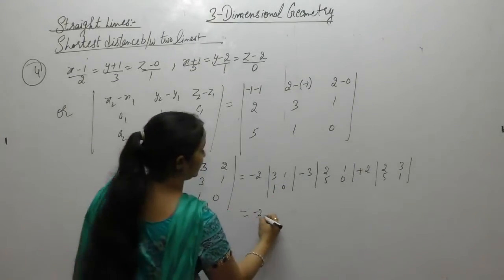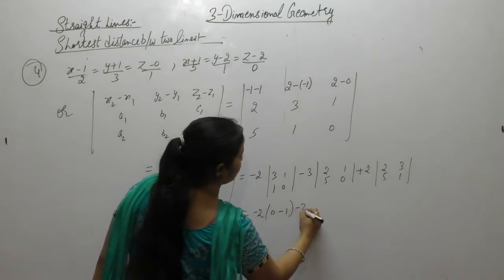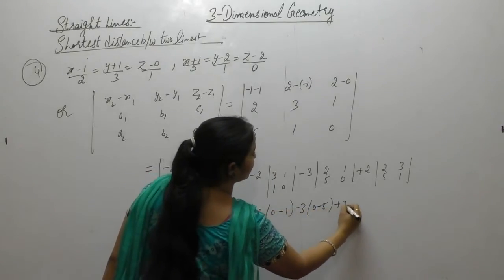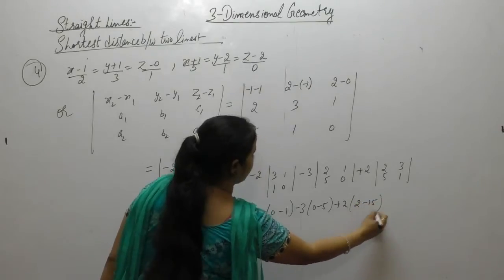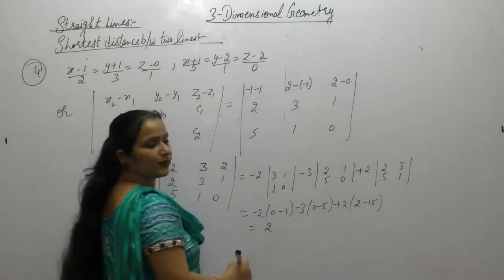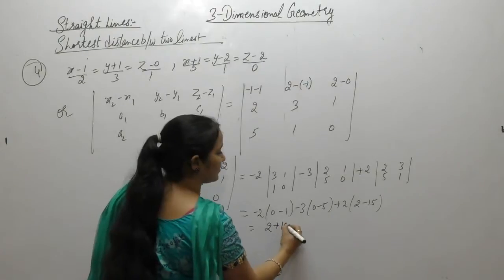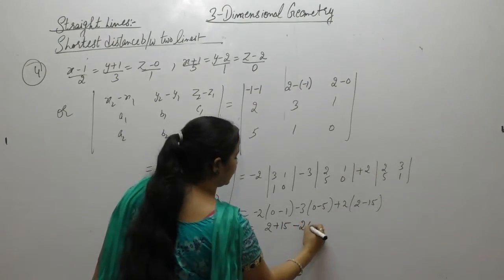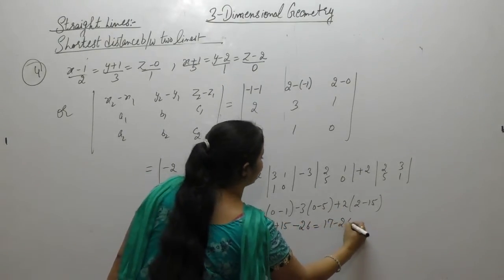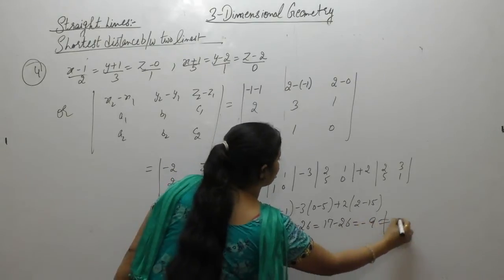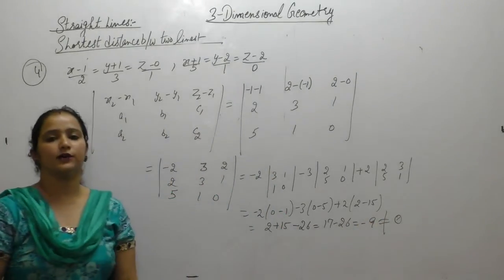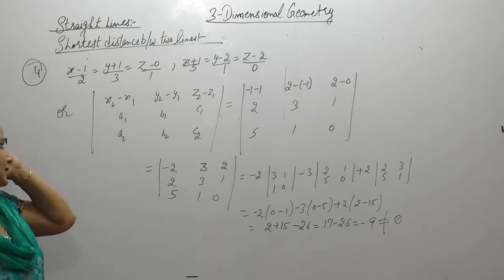Solve the equation. 0 minus 1, 0 minus 5, 2 minus 15. Minus minus plus 2, minus minus plus 15, minus 13 into 2. 17 minus 26 is minus 9. That is not equal to 0. Therefore, the given lines do not intersect.